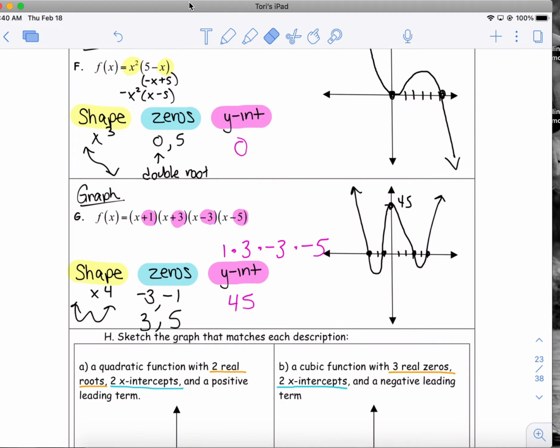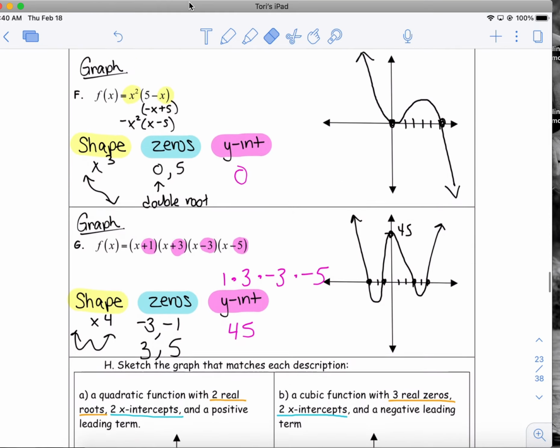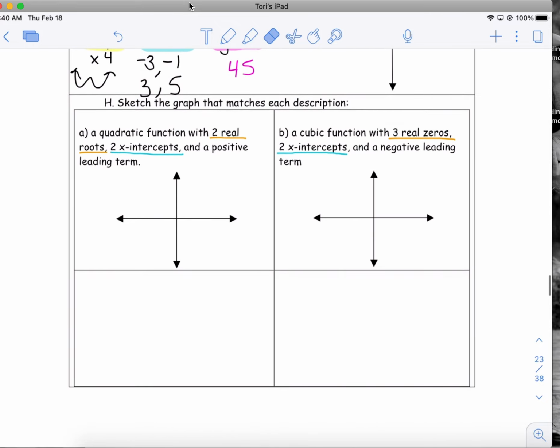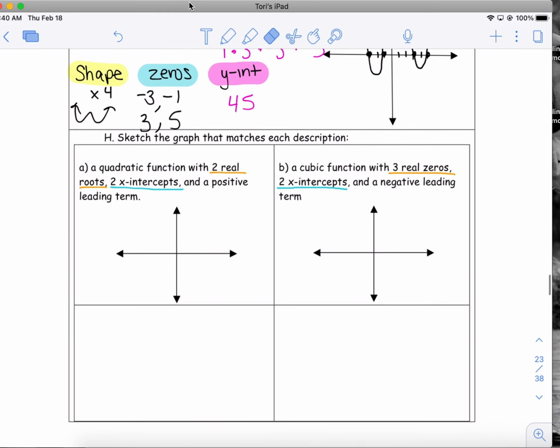No double roots. We are good with G. If you will pause the screen, copy anything you missed, we'll move on to the next. All right, so H for A, B, and there's going to be 2 more down here on the next page. We are trying to graph something that would meet the requirements, okay?